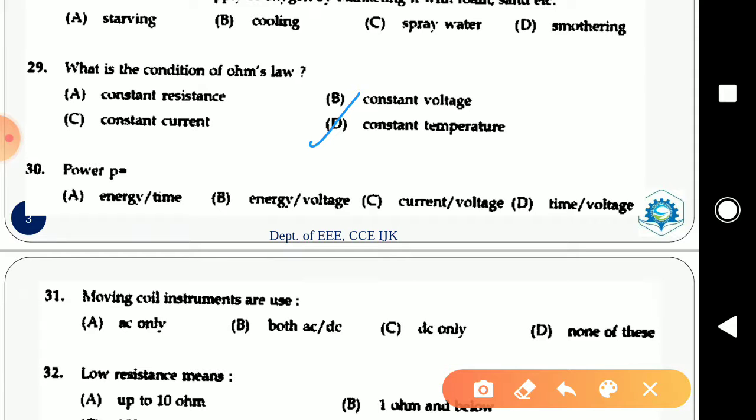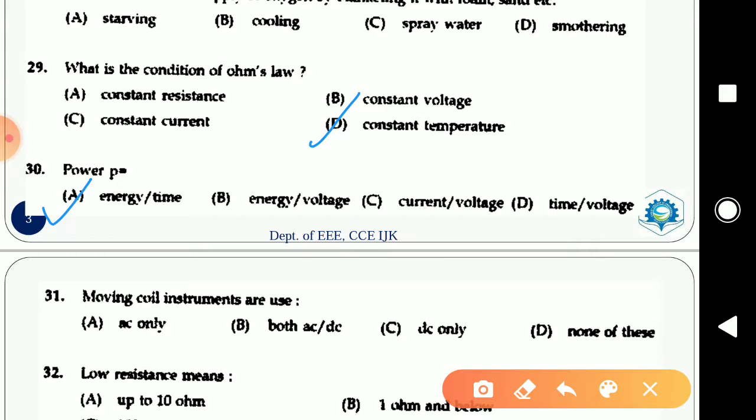Moving on to the next question, power is equal to. You have many relationships over here. We already know energy is equal to power into time. So over here option A is the correct answer, because if you rearrange the equation for energy equal to power into time, it will give you power is equal to energy divided by time. So the correct answer is option A. Moving on to question number 31.